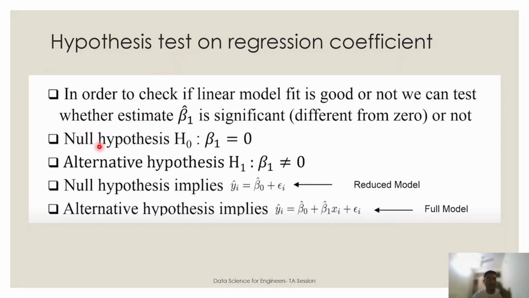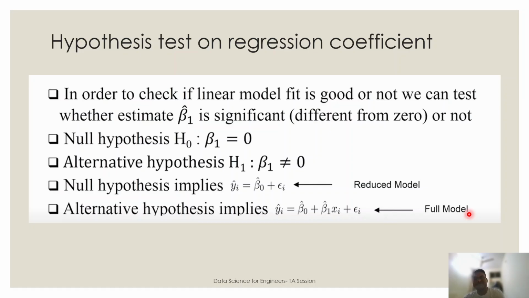In hypothesis testing, generally we want to reject the null hypothesis. Here the null hypothesis I'm taking is beta 1 equal to 0. Since my slope is equal to 0, that means my feature has no contribution to my output. The alternative hypothesis is beta 1 not equal to 0, meaning beta has some value. The null hypothesis implies the reduced model, and the alternative hypothesis is called the full model.